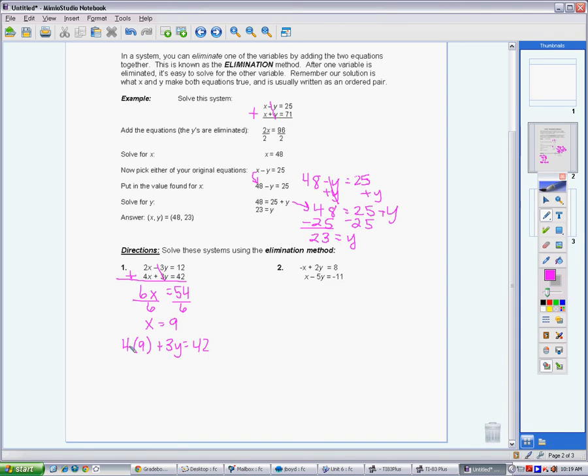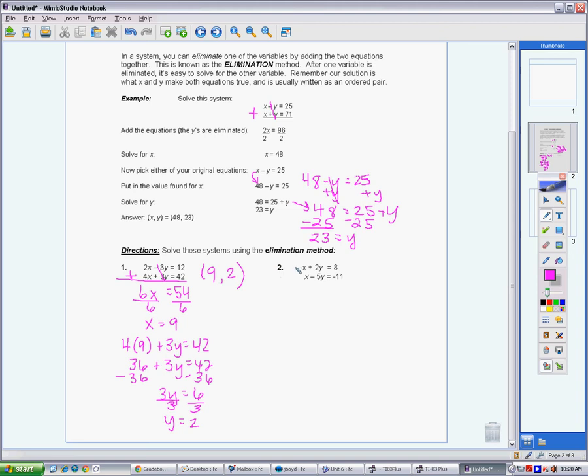I've got to multiply 4 times 9, which is 36, plus 3y equals 42. Solving for my y term, I need to subtract 36. 3y equals 6. And then I divide by 3 to solve for y, and y equals 2. So my solution to my system is 9, 2. So these two lines would cross each other at (9, 2).